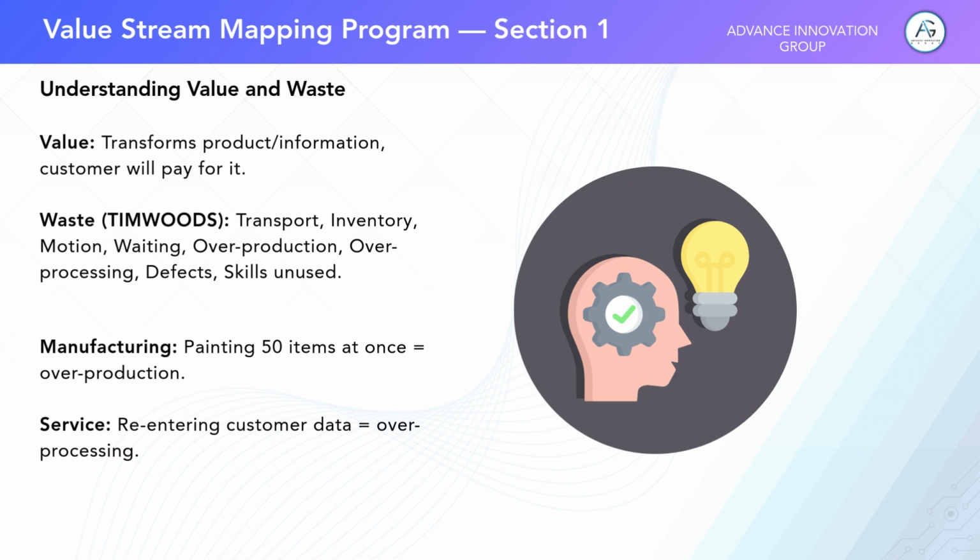For example, in manufacturing, painting 50 items at once causes overproduction. In services, re-entering customer data is an example of overprocessing. VSM helps us identify and remove such wastes to improve flow and efficiency.